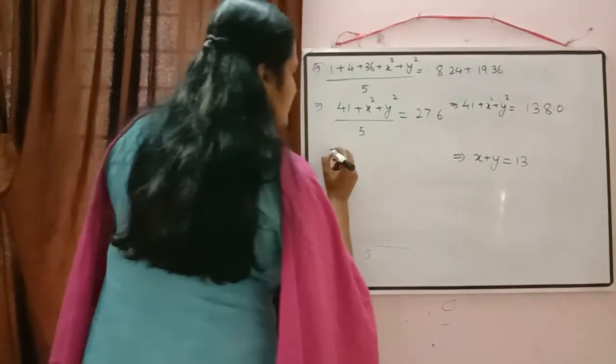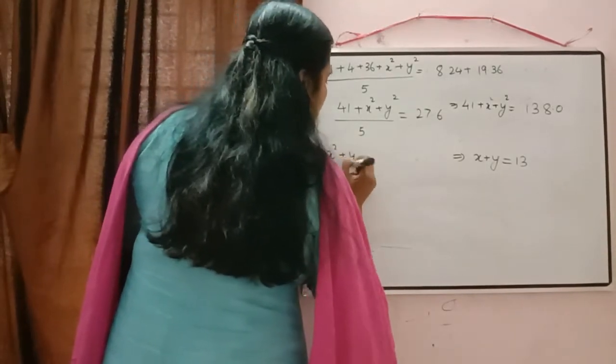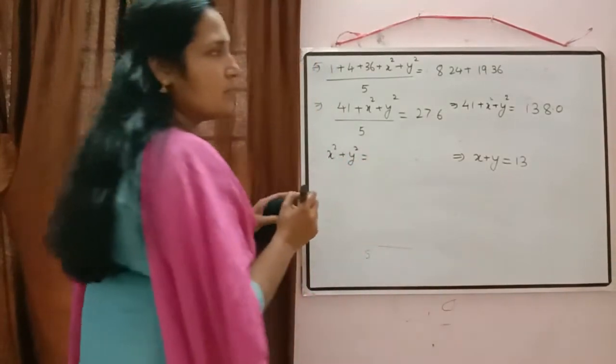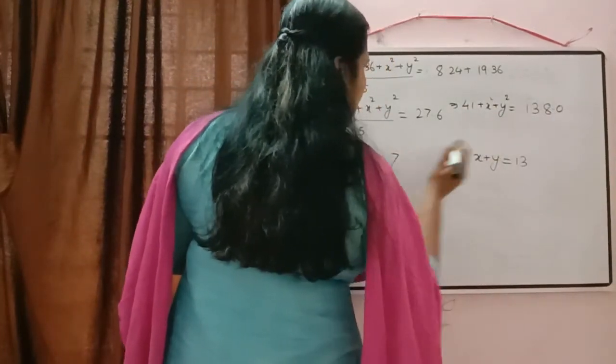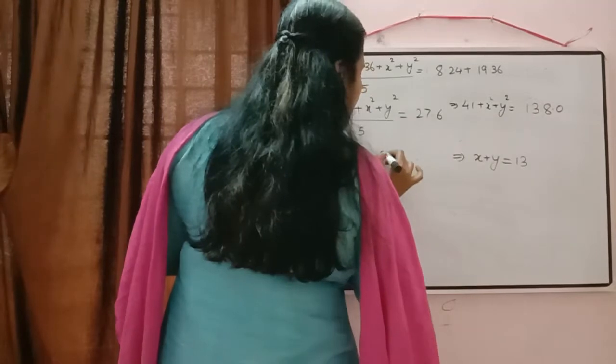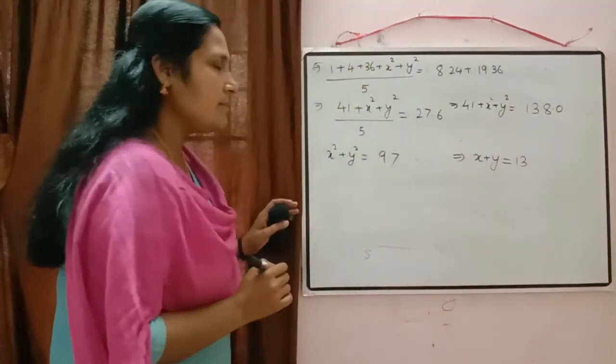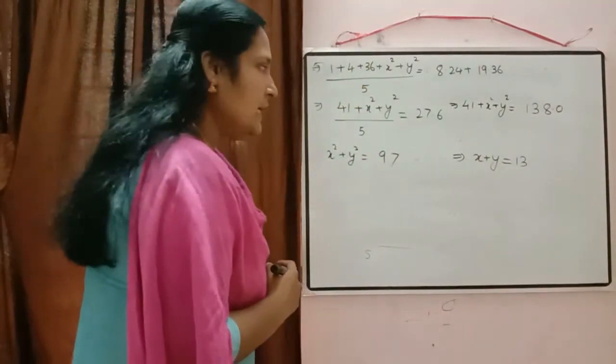Okay. So 41 plus x square plus y square is equal to 138. Now 41 we can shift there, then we will get x square plus y square is equal to 138 minus 41. So 8 minus 1, 7. 13 minus 4 will be equal to 9. So x square plus y square is equal to 97.